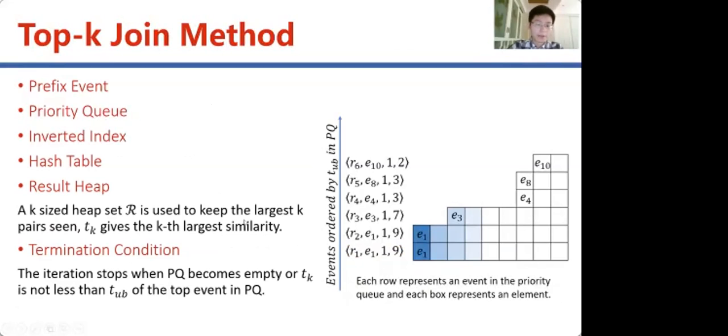A K-sized heap is used to keep the largest K pairs seen. TK gives the K-th largest similarity. And the iteration stops when PQ becomes empty, or TK is not less than TUB of the top event in PQ.